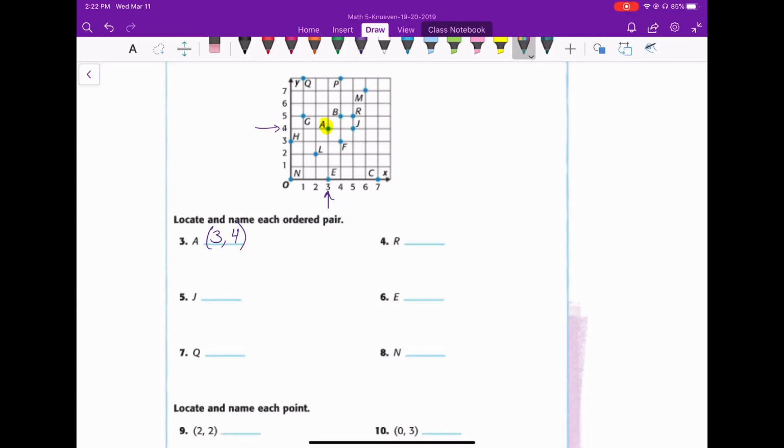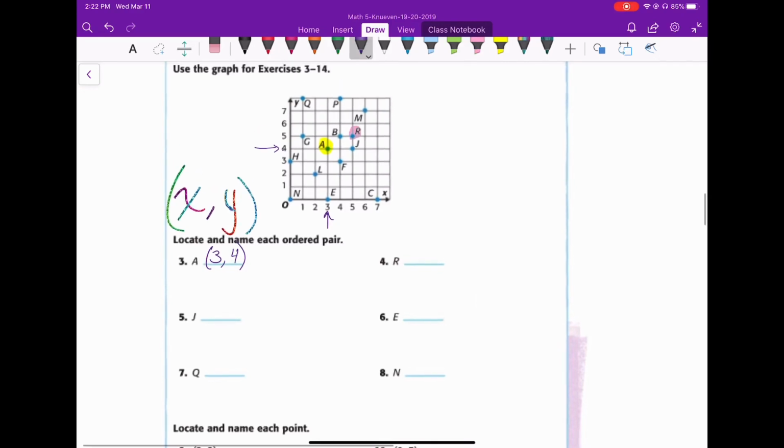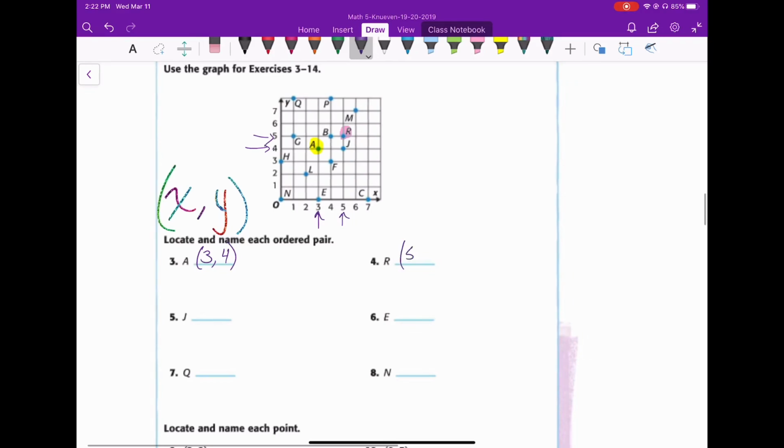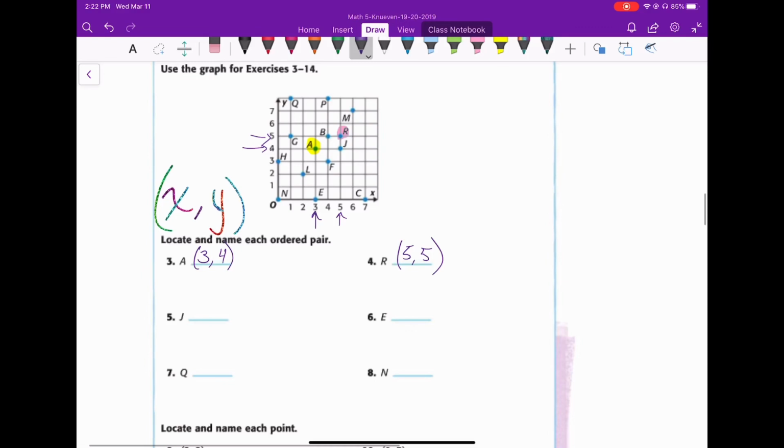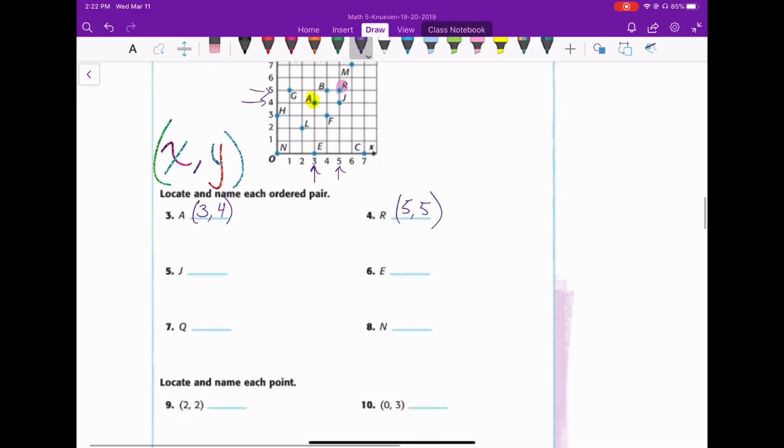Again, remember that ordered pairs are X, comma, Y, and I'm going to put them in parentheses. All right, so let's do another one. Number 4, R. So we're going to identify R. Let's look down below. We see it's at 5, and then it's at 5 on the Y, so it would be 5, comma, 5. For J, I see it right here, so I'm going to look down. Again, it's at 5, but it's just 1 down low. So if I started at R and I dropped 1, then I would be at 4, so 5, 4.